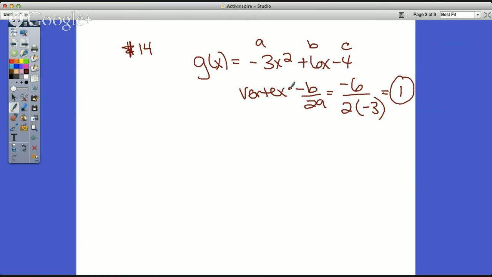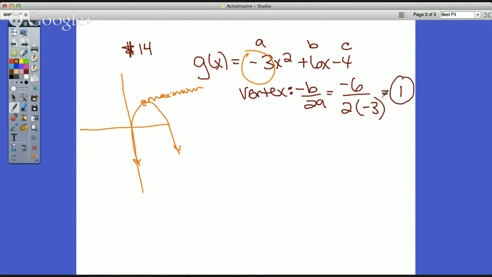Well, in finding my vertex, you might say, well, coach, how in the world am I finding what my maximum or minimum is with my vertex? Well, think of it this way. If I have a graph and this a is negative, what's happening to the graph? You're right, shooting downward. So because of that, we know that this top, or the vertex, is going to be a maximum at this point.